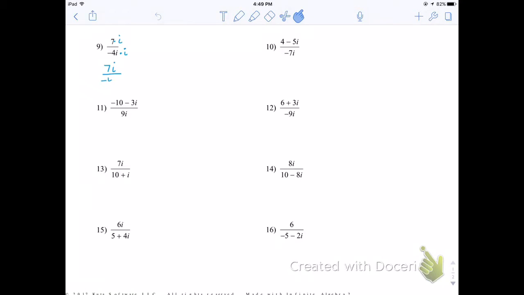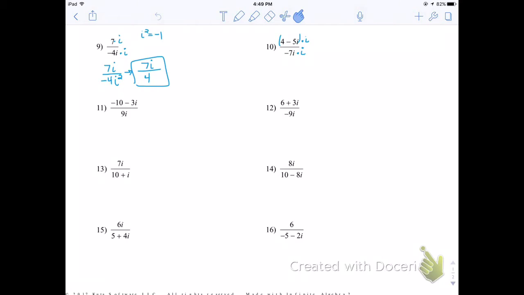So on the top, I take 7 times i and get 7i. On the bottom, I take negative 4i times i, that gets me negative 4i squared. But what I showed you last video is that i squared is actually equal to negative 1. So we get 7i divided by negative 4 times i squared, but that's negative 1. It's negative 4 times negative 1, which gets you 4.